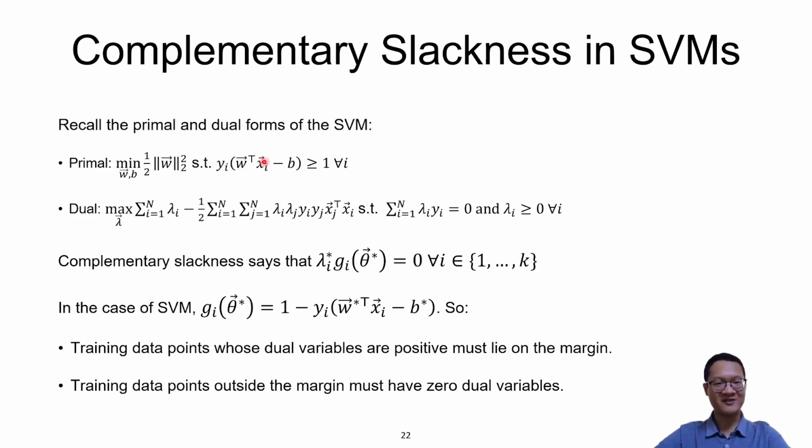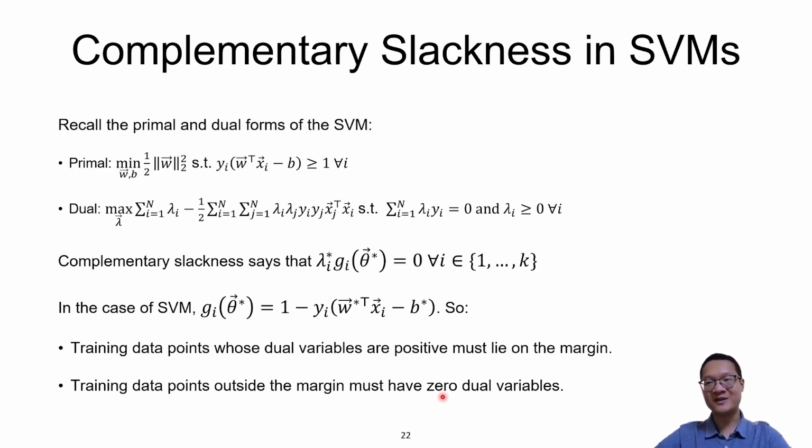Okay, I'll give you a moment to map everything in your head. So what exactly is this saying? It turns out that this is saying that training data points whose dual variables are positive must lie on the margin, and training data points outside the margin must have 0 dual variables.